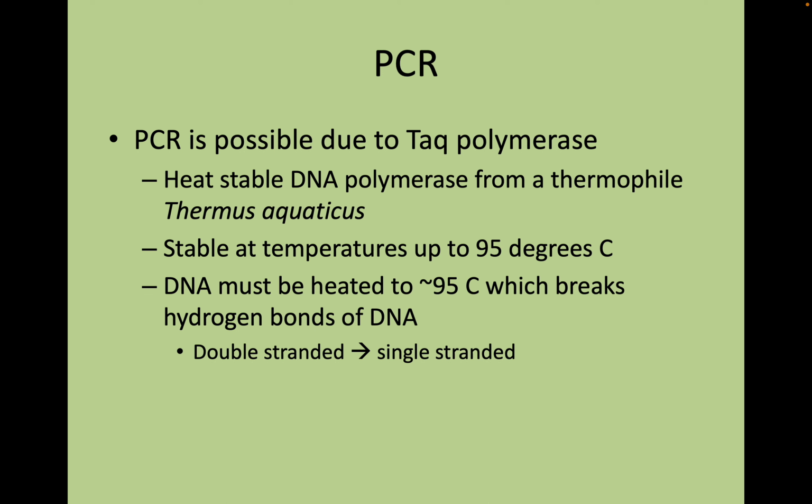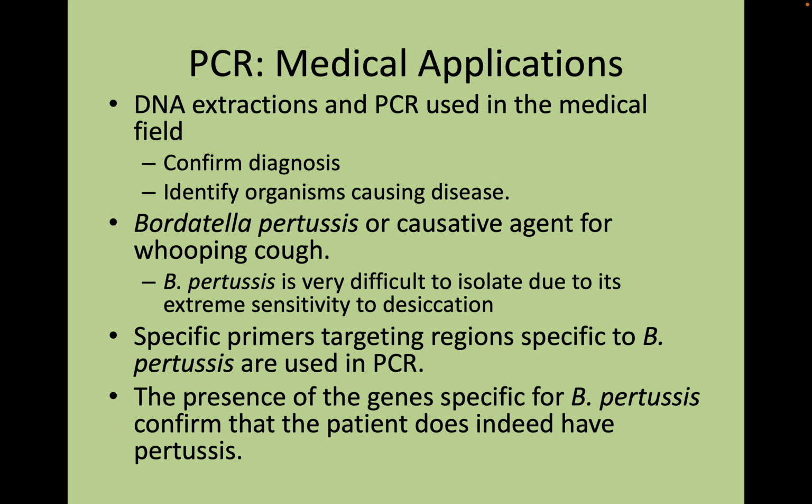The DNA needs to be heated to about 95 degrees Celsius to break the hydrogen bonds that hold together the rungs of the DNA ladder. That's where the nucleotides bind together. So instead of using DNA helicase like a cell would do, we use heat to denature the double-stranded DNA and break it apart into 2 single strands.